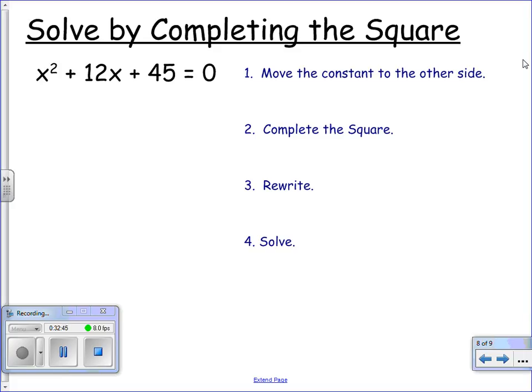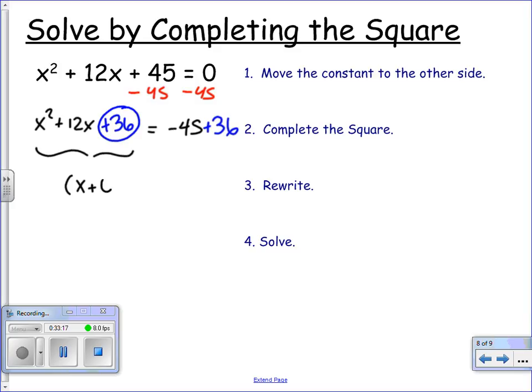So we'll start by subtracting 45. I'll get x squared plus 12x, leave some space, is equal to negative 45. I'm going to figure out what number completes the square. What completes the square for x squared plus 12x? 36. I'm going to add 36 to both sides. And that leaves me with an x plus 6 squared, and then negative 45 plus 36 is negative 9.